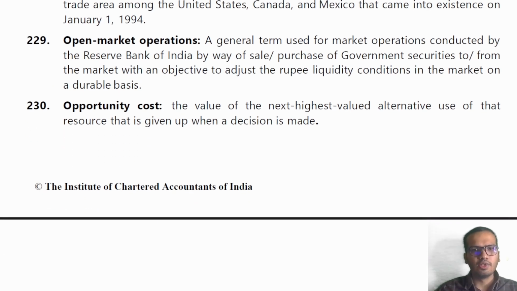The value of the next highest valued alternative use of that resource that is given up when a decision is made. So suppose a decision is made to do activity X, and in case we don't do X, we can consider doing Y. So opportunity cost is the loss we bear by choosing X over Y.